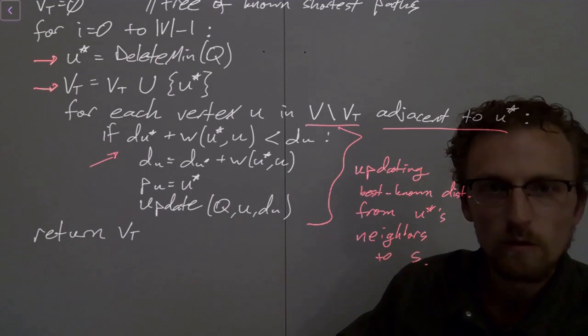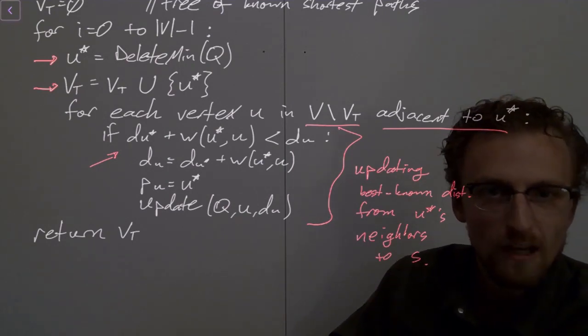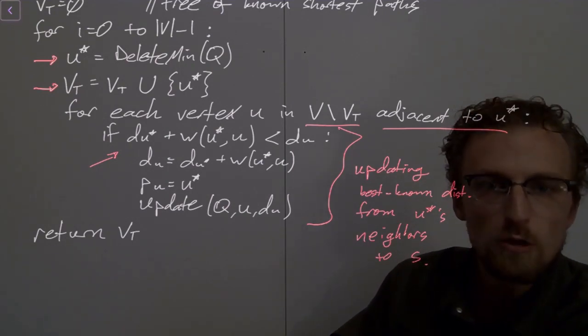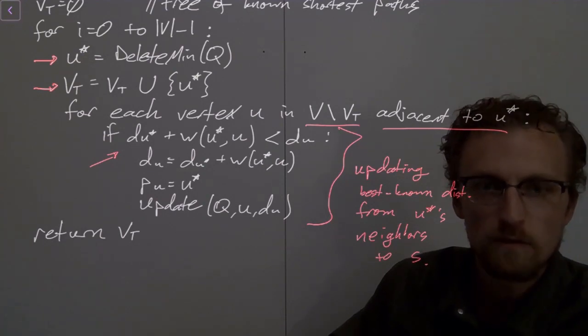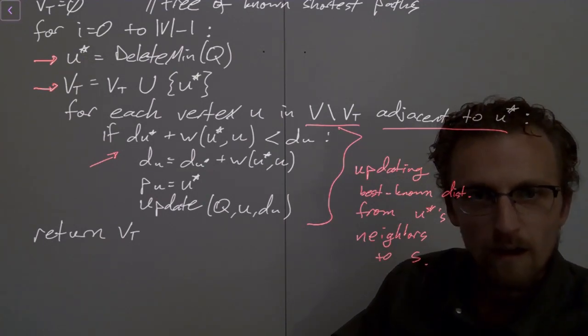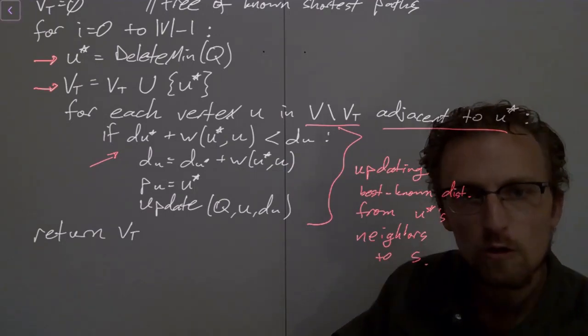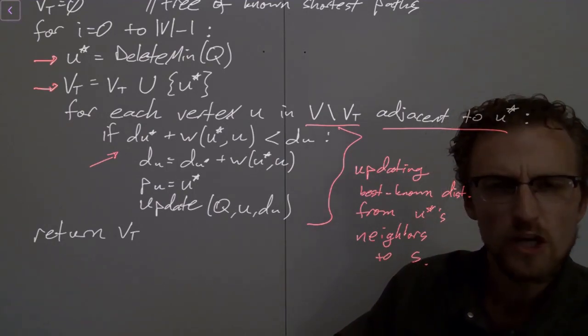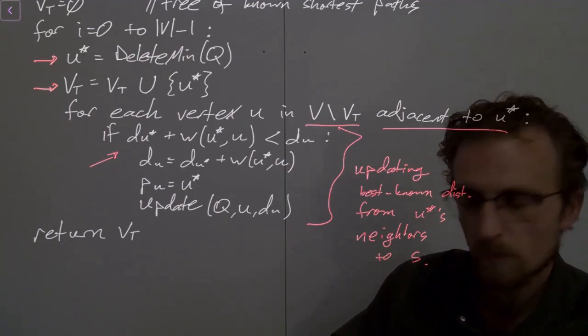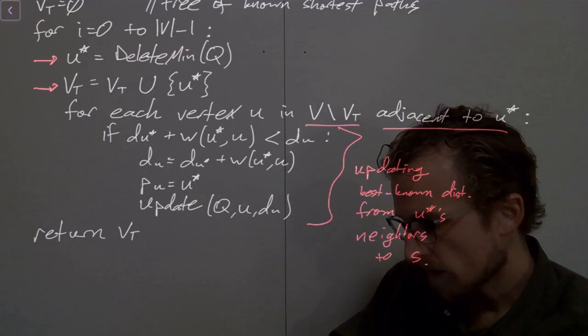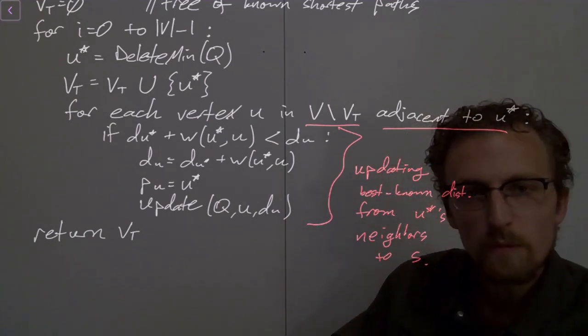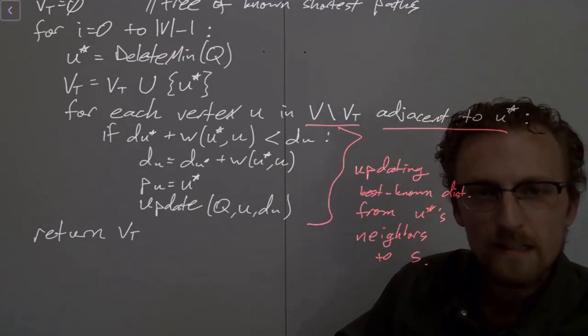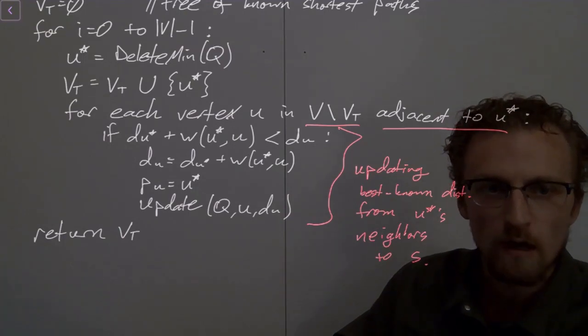But basically what it's doing is saying, if there's a new shorter path through U star to the source for each of these neighbors of U star, then make that the new shortest known distance. Otherwise, leave it the same. And if you change the shortest known distance, update it in the priority queue. So now the question is, how do implementation details affect how fast this algorithm operates?